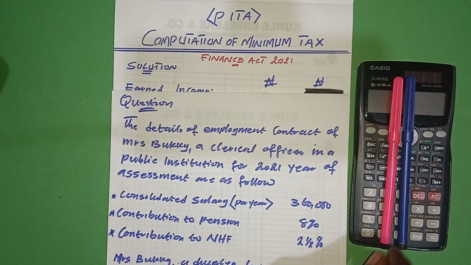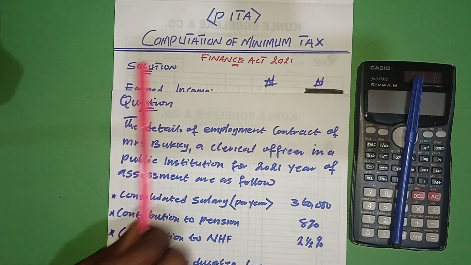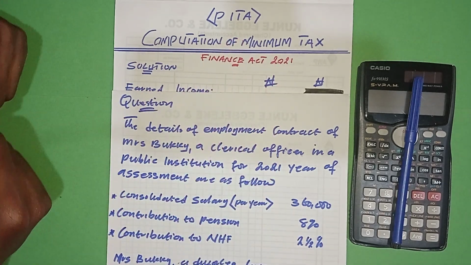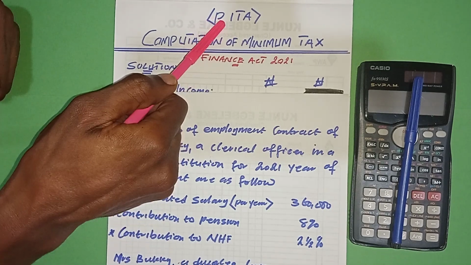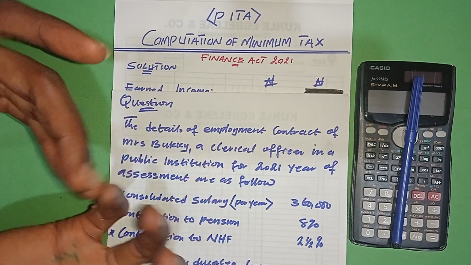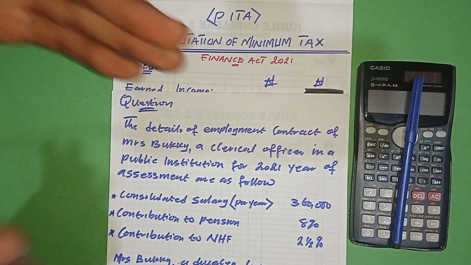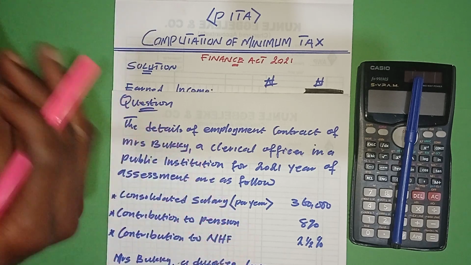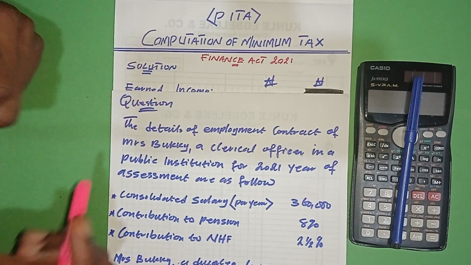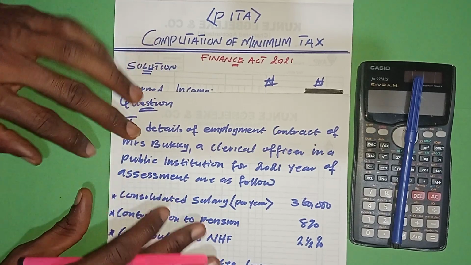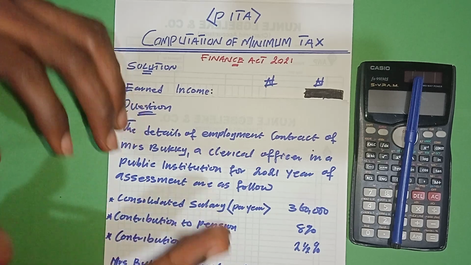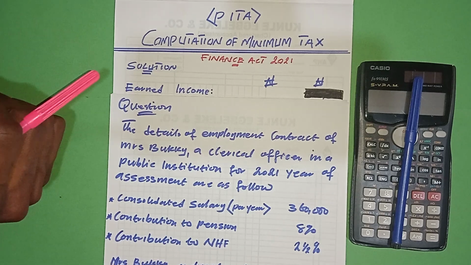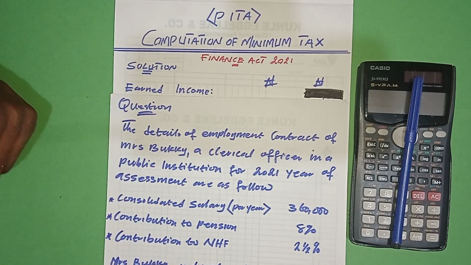Welcome to this video. In today's video, we're going to look at the computation of minimum tax in regard to the Finance Act 2021. The Personal Income Tax Act comprises the taxation of employee, sole trader, partnership, trust and settlement. But today we're going to look at the minimum tax of an employee. Now, let's take a dive into this question.